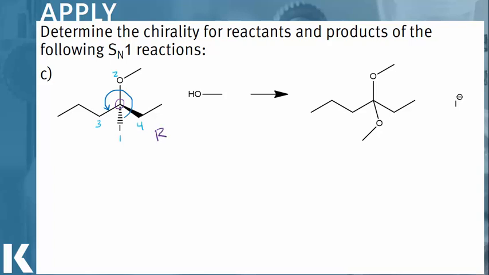Now let's look at the products. The carbon our nucleophile attacked certainly has 4 bonds again, but notice that this substituent on the top and the substituent on the bottom are the same. Since we don't have 4 distinct substituents, this molecule is achiral. So here we had a chiral reactant give an achiral product. Now, you should feel more comfortable evaluating the stereochemistry of an SN1 reaction product.